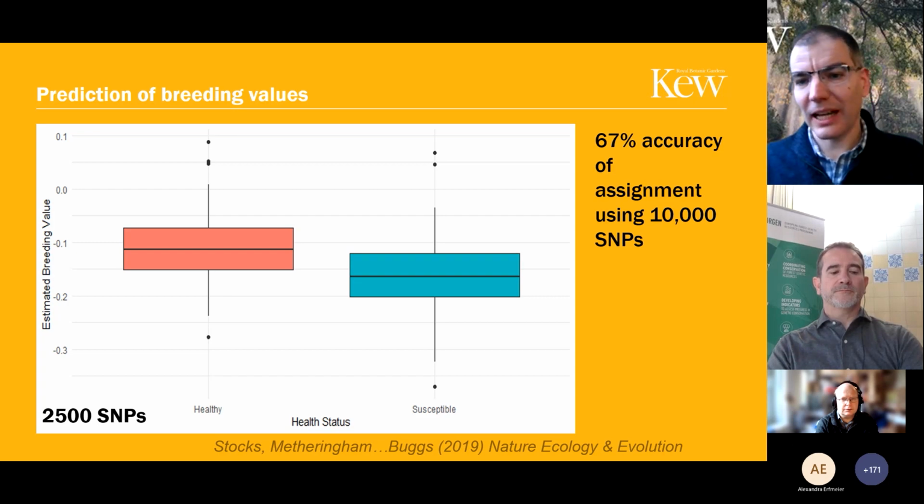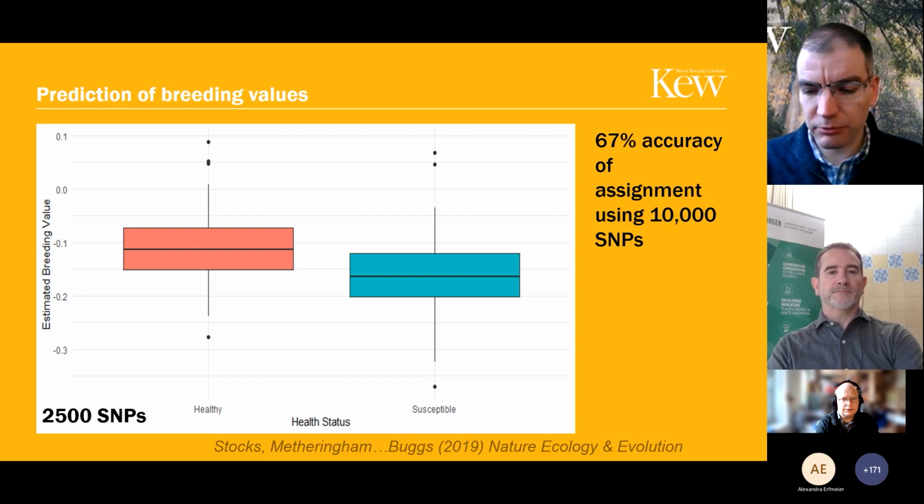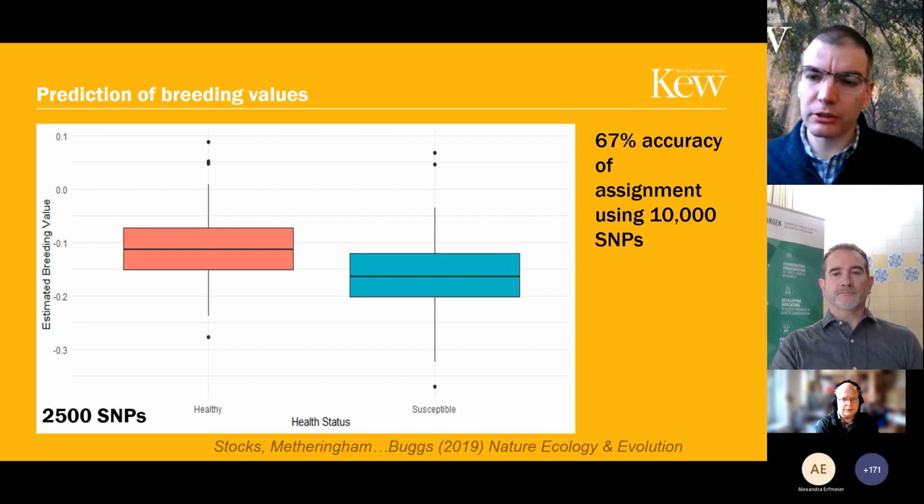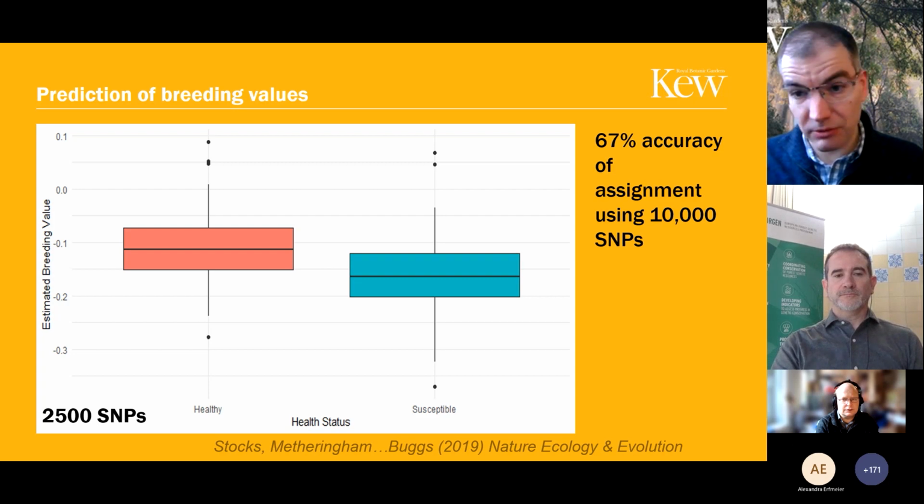We couldn't tell for sure how healthy a tree was going to be, of course, because there's lots of environmental effects and many genes involved, but we did have enough accuracy for a breeding program. In a crop breeding program, a 67% accuracy of assignment would be seen as useful.